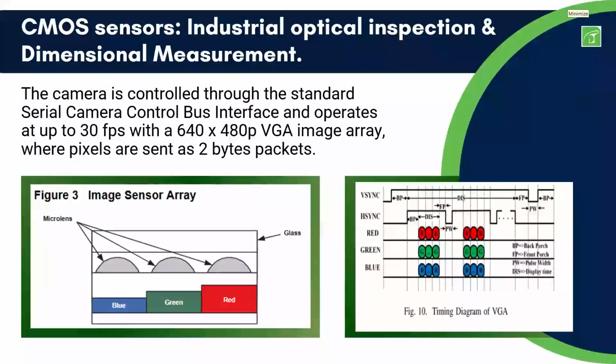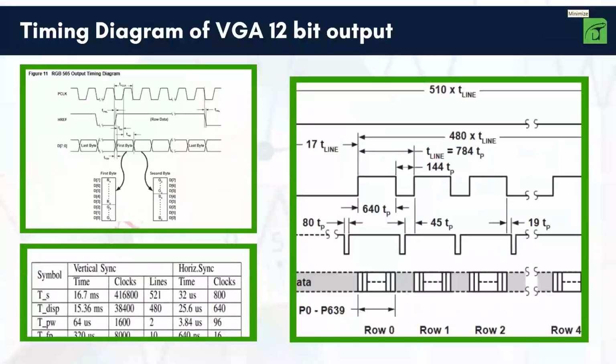So this is the CMOS sensor which we are receiving. This is the actual output format that you are seeing from our end.